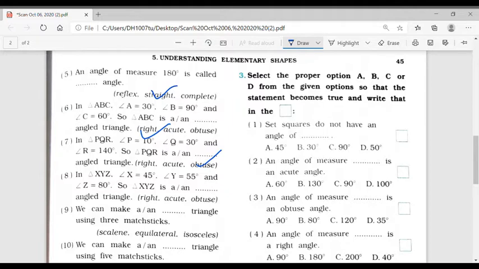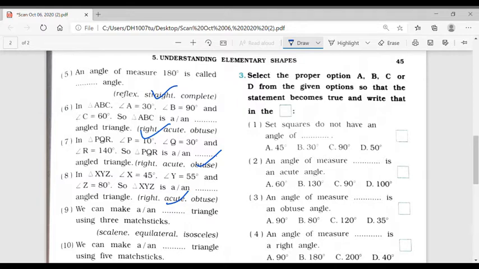Now question number 8, in triangle XYZ, angle X is equal to 45 degree, angle Y is equal to 55 degree, and angle Z is equal to 80 degree. So the triangle XYZ is an dash angle triangle. If all the angles of a triangle are less than 90 degree, then it is called acute angled triangle, because each and every angle given here is less than 90 degree.